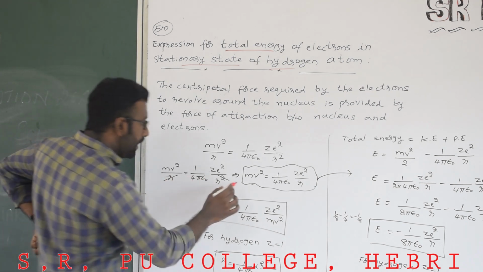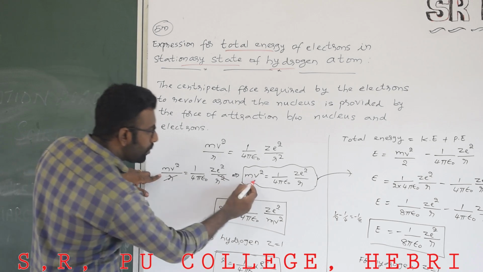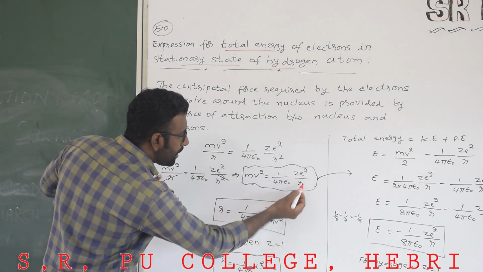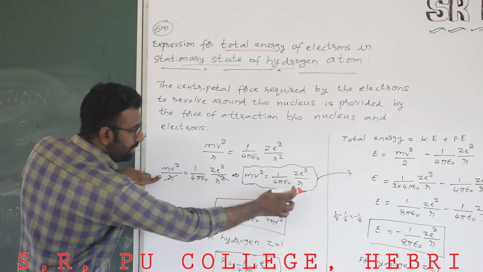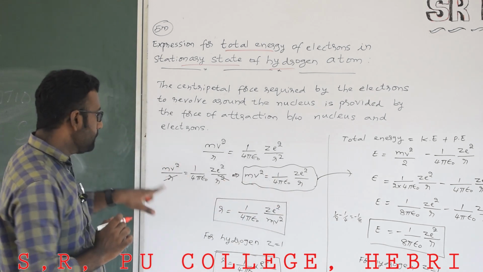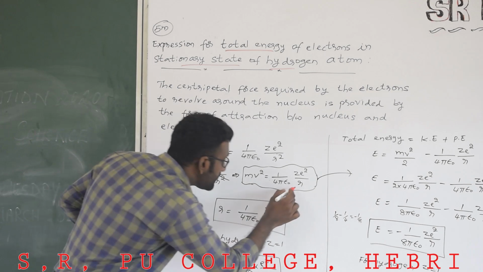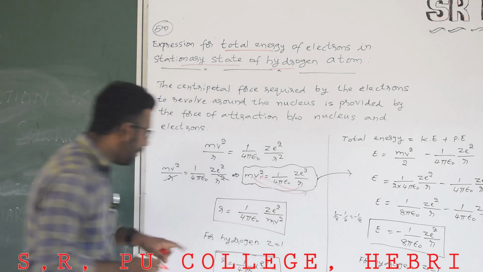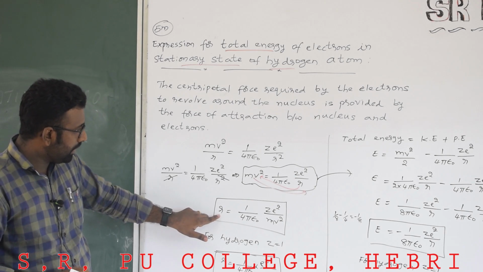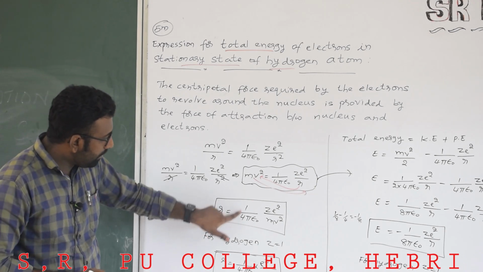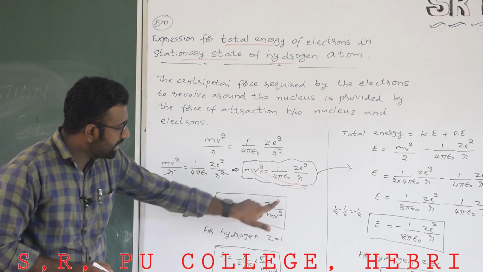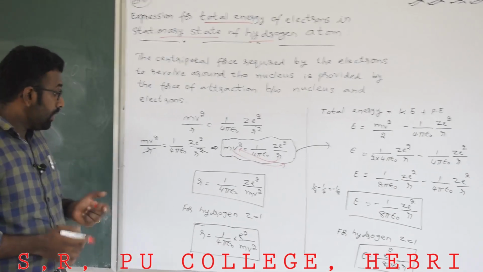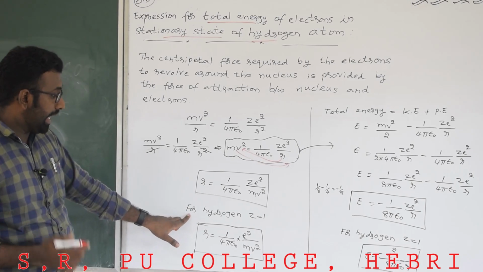Now we are going to get an equation: mv square is equal to 1 by 4 pi epsilon naught Ze square by r. See, r got cancelled, we get one r. I'll take this term to this side, rearranging. You get this equation? See here, r is equal to 1 by 4 pi epsilon naught Ze square divided by mv square.